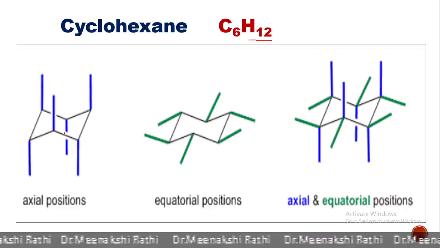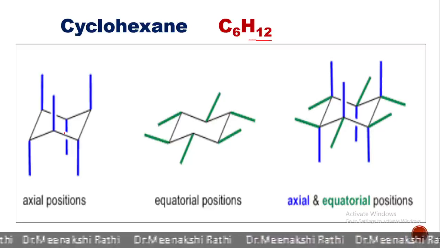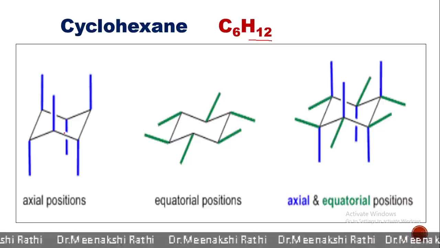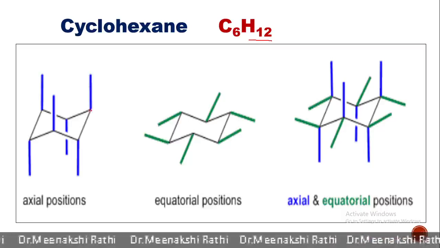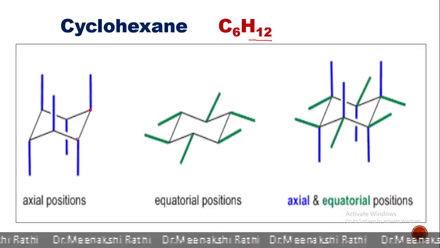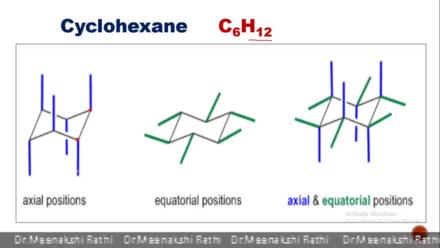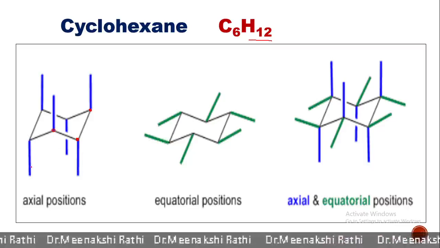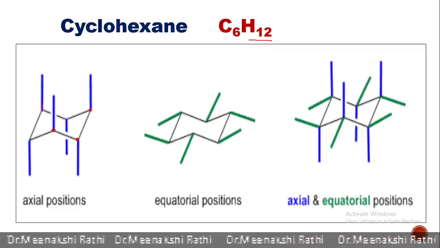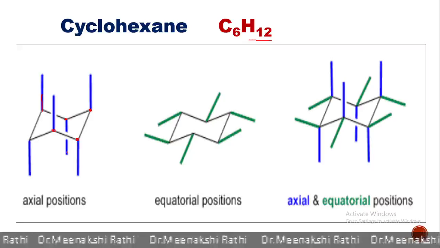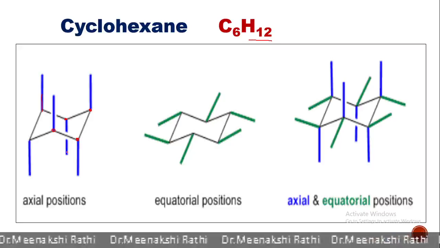The axial bonds project above and below the plane of the ring alternatively. See here, at first carbon atom, the axial hydrogen atom is above the plane, while at second carbon atom, it is below the plane. At third again, it is above the plane. At fourth, below the plane. Fifth, above the plane. And at sixth carbon, the axial hydrogen atom is below the plane.